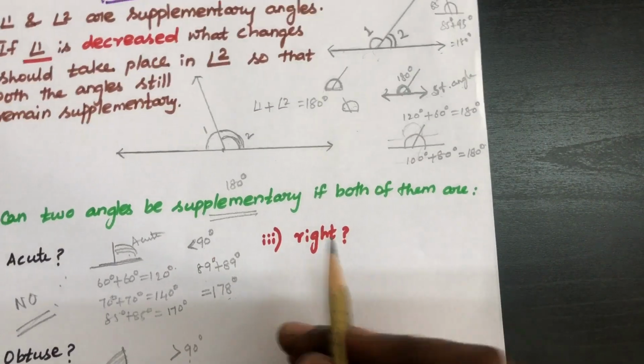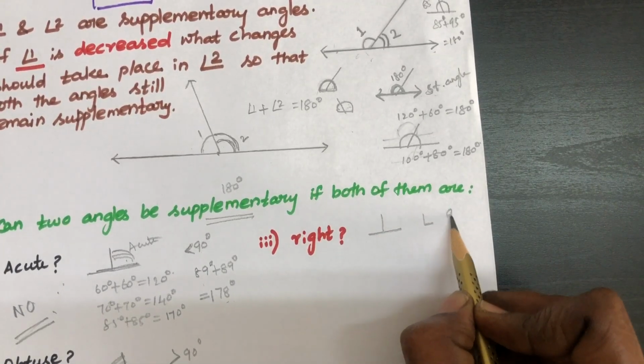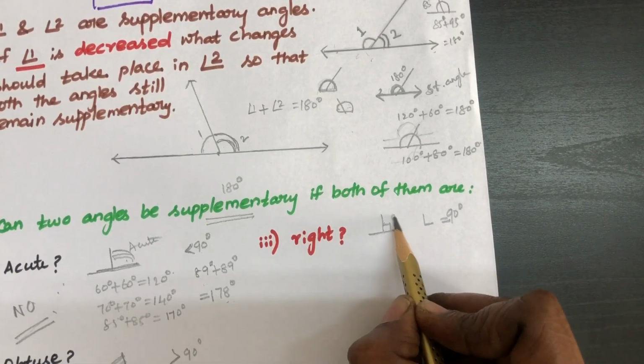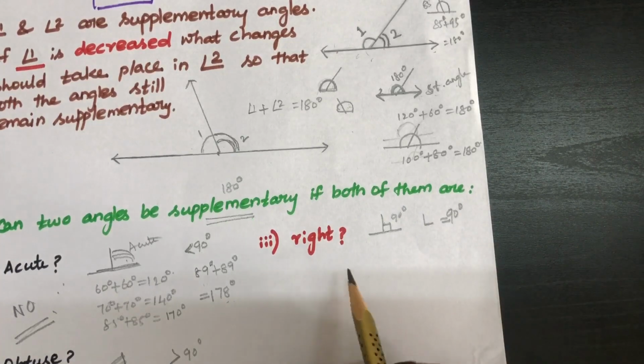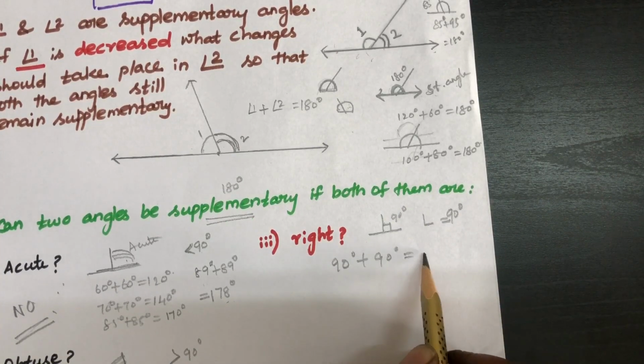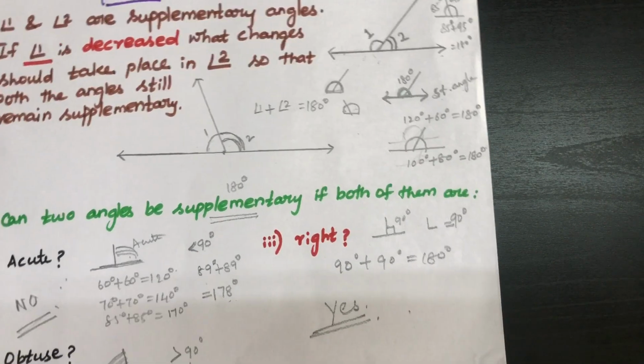Now, right angle. What is a right angle? Right angle means equal to 90 degrees. So two 90 degree angles can easily make supplementary angles if both of them are right angles. If two angles are right angles, it will give you supplementary angles. So this will be yes. Answer is yes for this question.